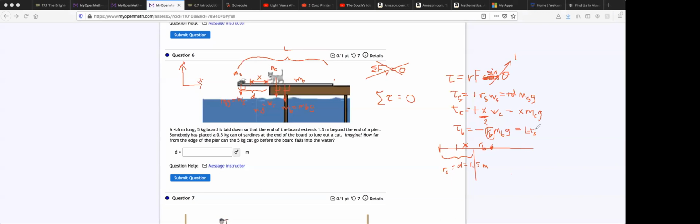So that's our distance, and that has to be now multiplied by the mass of the board times gravity. Right? Now these are our three torques, and they have to add to be 0. So we do that. We have our distance, the D, which is 1.5, which is also R of the sardines, times M of the sardines.